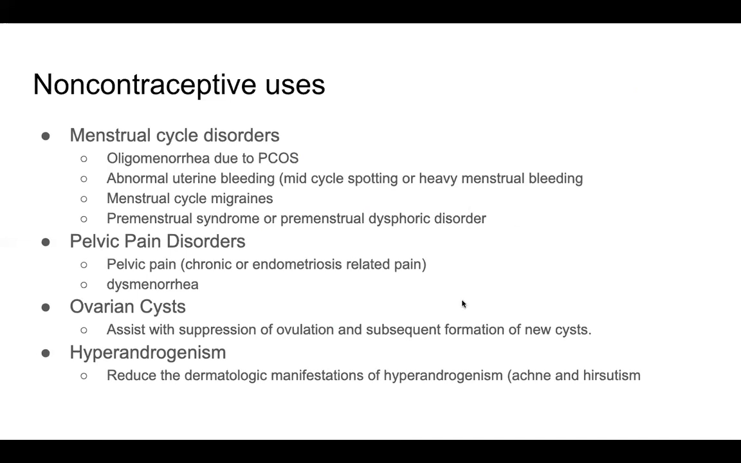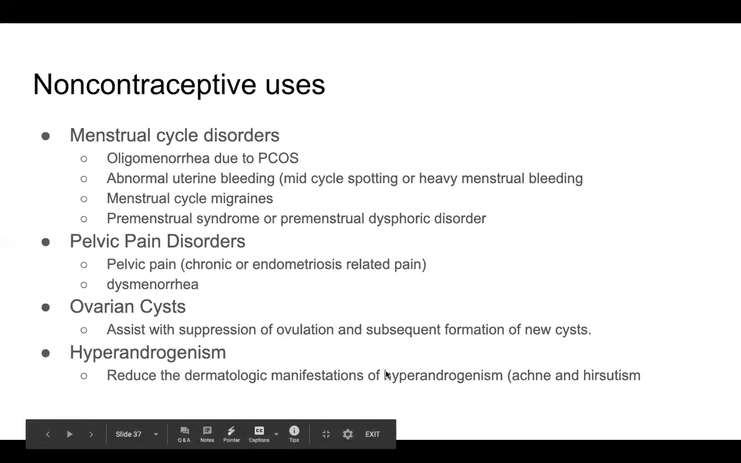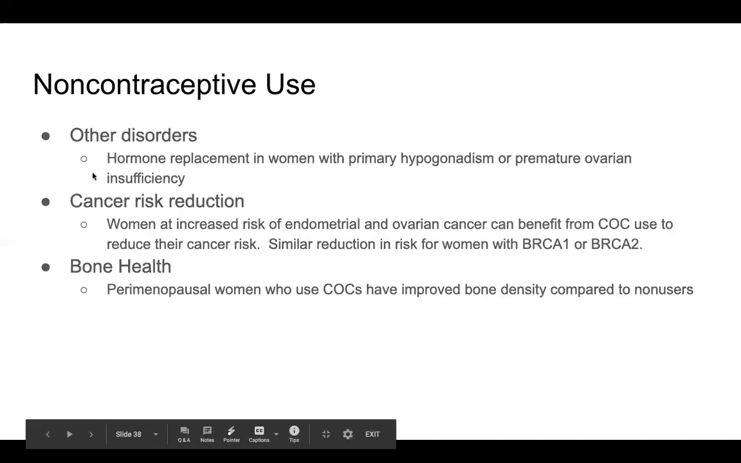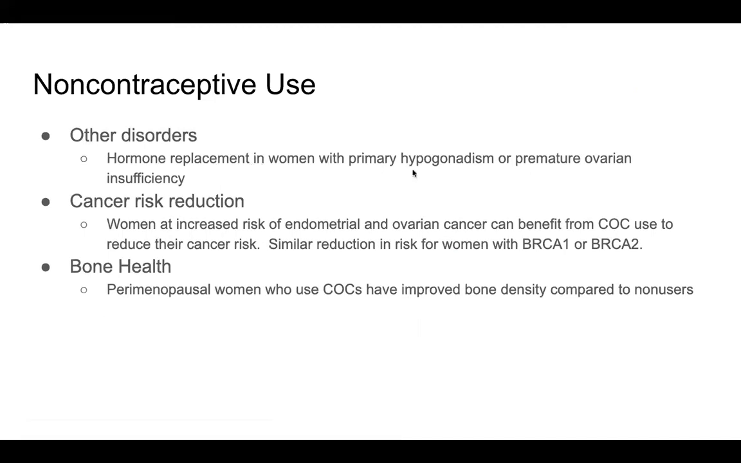hyperandrogenism and the dermatologic manifestations of that, which are acne and hirsutism, the two main ones that you hear of. Others can be hormone replacement with primary hypogonadism or premature ovarian insufficiency. You can have cancer risk reduction of endometrial and ovarian cancer, and then it helps with bone health in perimenopausal women.